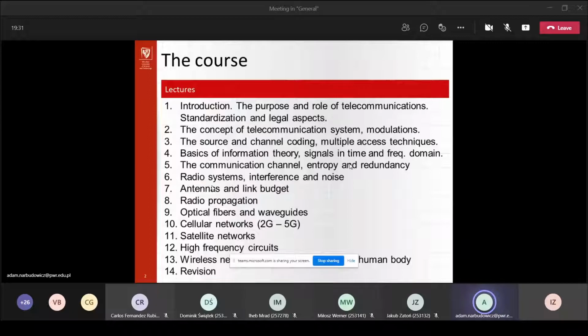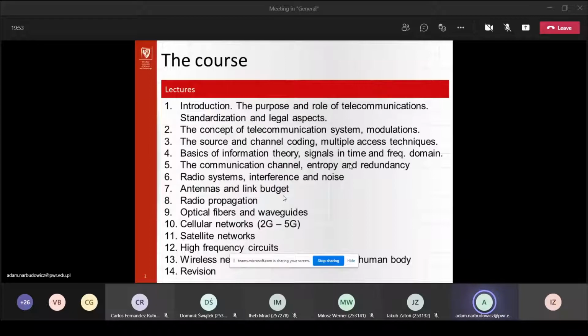Then we move on to the basic information theory, signals in time and frequency domain. I believe signals in time and frequency domains you probably already had covered by different modules, so that should be a little bit more of a repetition.